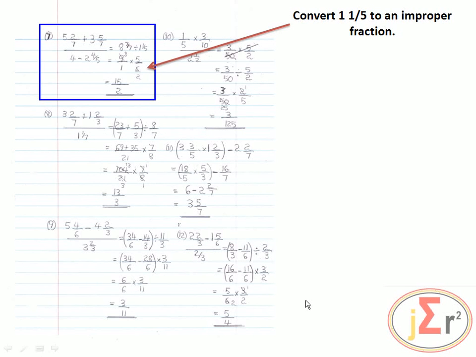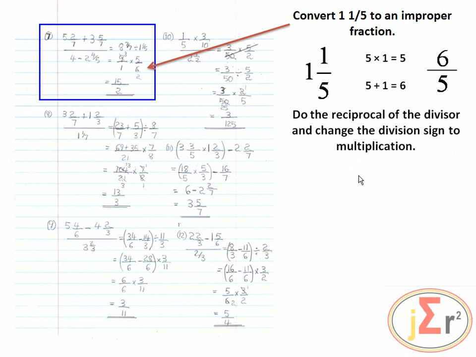Convert 1 and 1/5 to an improper fraction, because we have that now. So 1 and 1/5 to be converted to an improper fraction, we have 5 ones 5, plus 1 is 6. So 6 over 5. 5 ones 5, then that 5 plus 1 is equal to 6. There we have it, and the denominator will be the same.